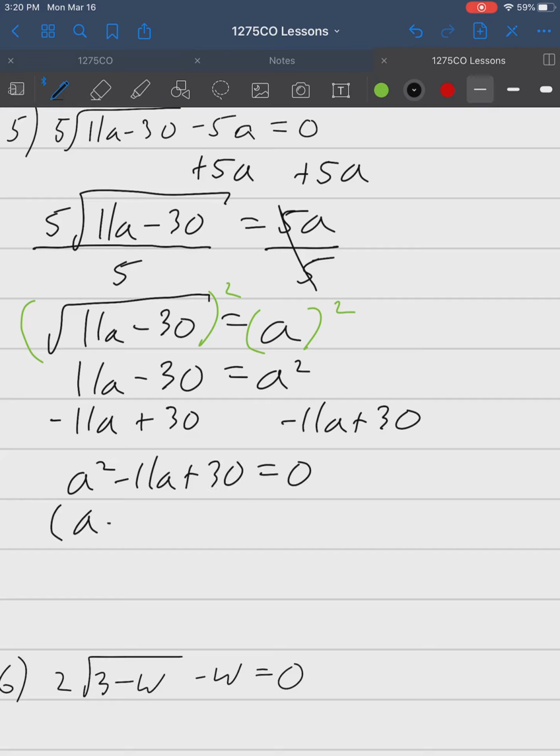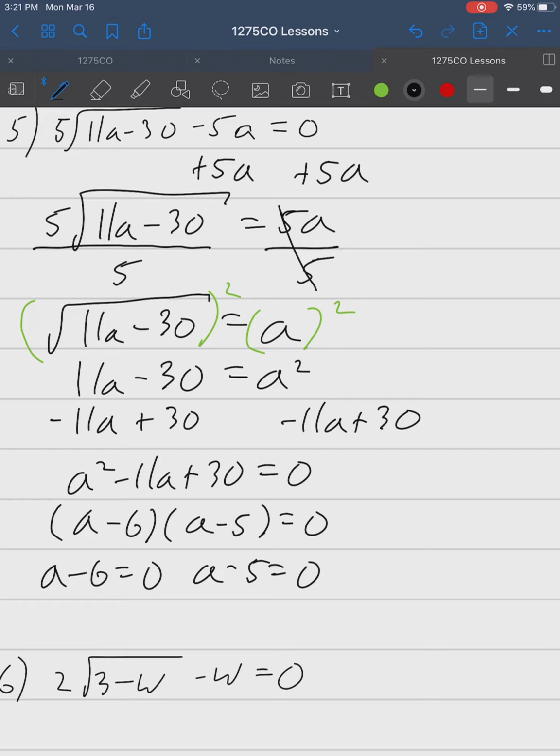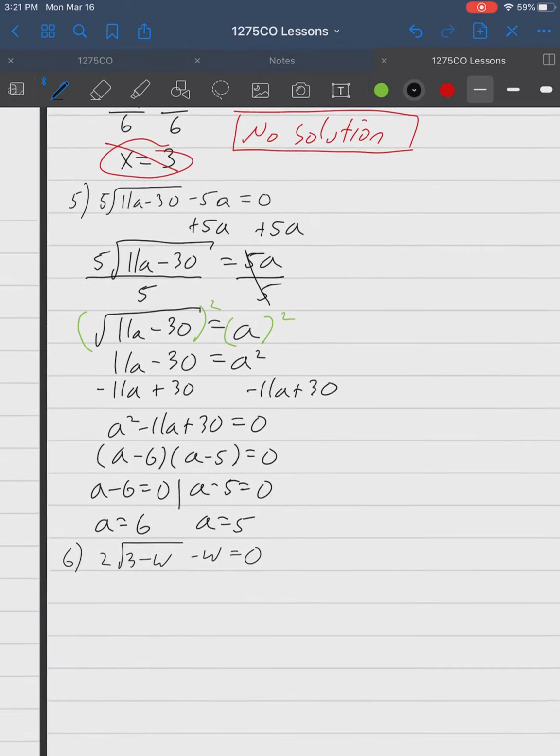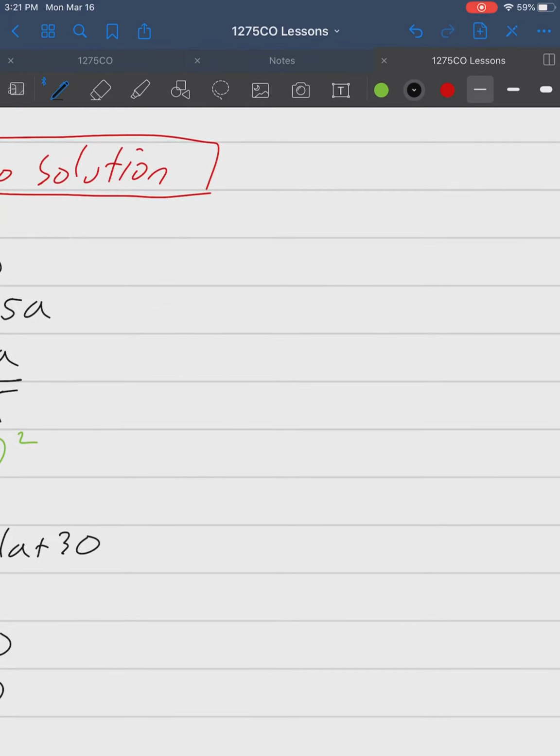And this factors: a minus 6, a minus 5 is equal to 0. You can use the quadratic formula if you please. You can use completing the square if you want to also, but this is factorable, so factoring is going to be the most efficient way to go. Zero product rule, we get a equals 6, we get a equals 5, and this is an example where we got 2 answers, which means now we have to check 2 answers.